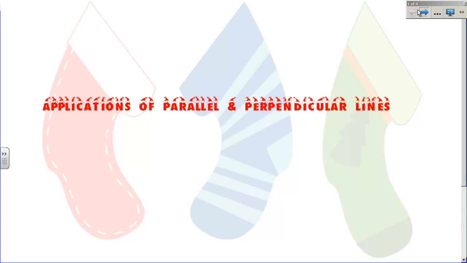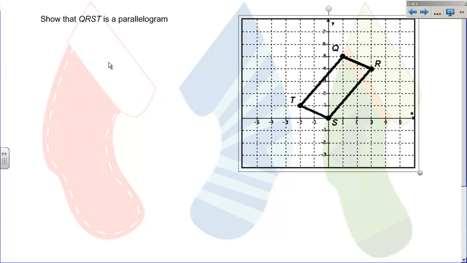So, our first question, we want to show that this image, QRST, is actually a parallelogram. The first thing you need to ask yourself is, what do you know about parallelograms? First of all, they're four-sided figures. Well, yep, that one's four-sided. The second thing is that they have to have two pairs of parallel lines. Opposite sides have to be parallel in a parallelogram, otherwise it's not a parallelogram.